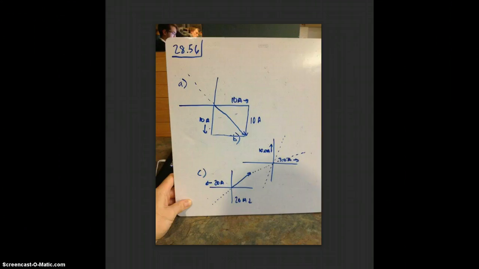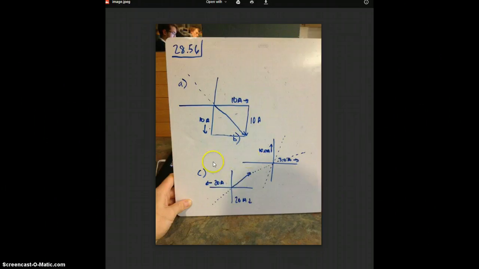So the first one, I thought it was pretty easy. There was just 10 amps going this way, 10 amps going this way, so it seemed like they would be canceling each other out whenever they were equal distance from each other. So I just drew a line this way, and so that's where it's going to be equal to 0.